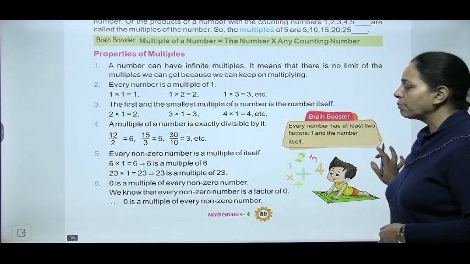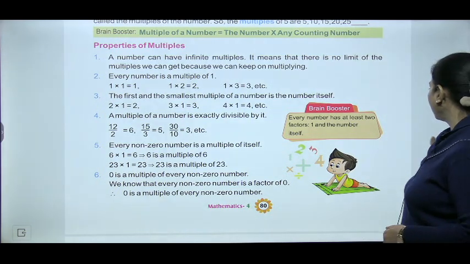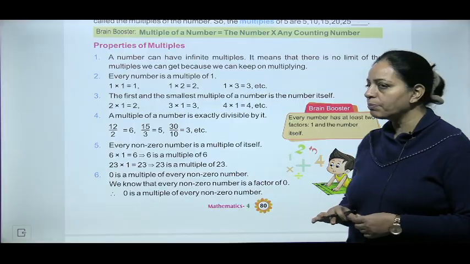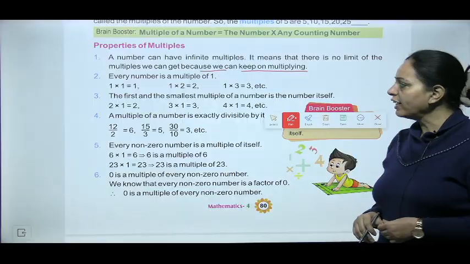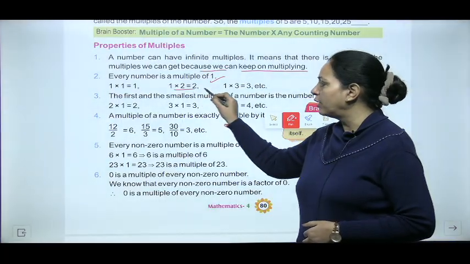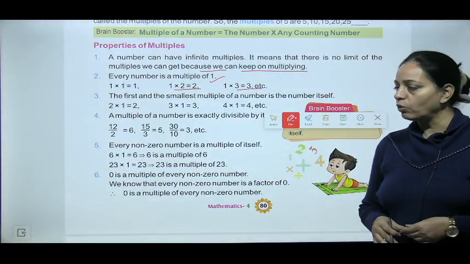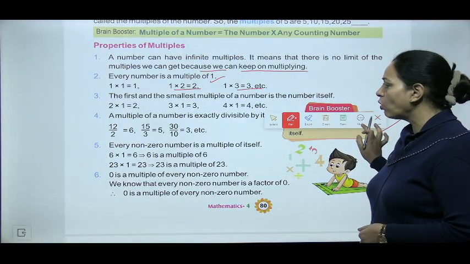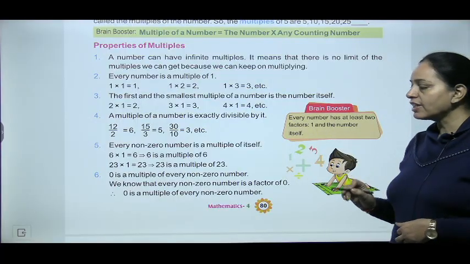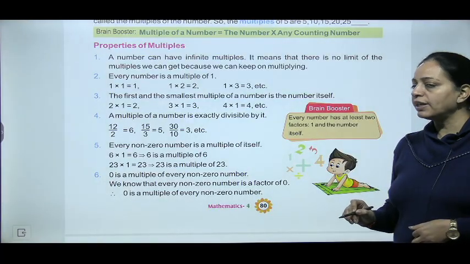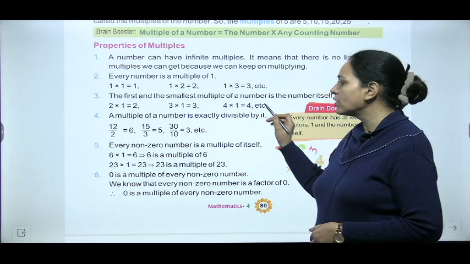Now properties of multiples. The first, a number can have infinite multiples. It means that there is no limit of the multiples we can get because we can keep on multiplying. The second, every number is a multiple of 1 because 1 ones are 1, 1 twos are 2, 1 threes are 3. The third, the first and the smallest multiple of a number is the number itself, like 2 ones are 2, 3 ones are 3, 4 ones are 4.